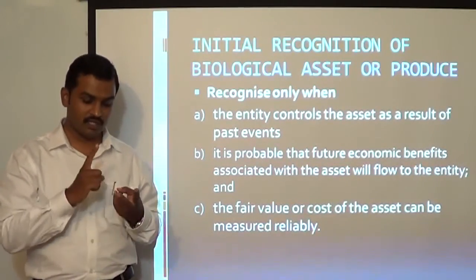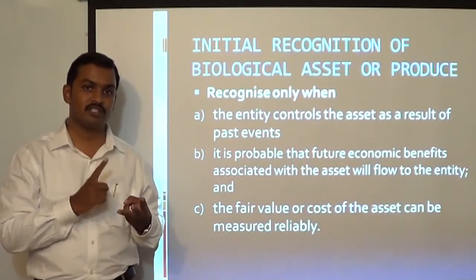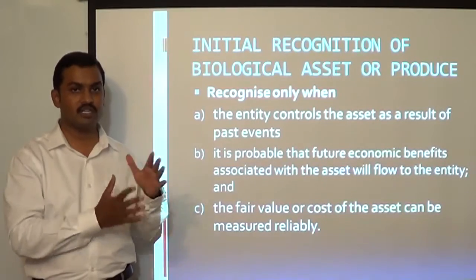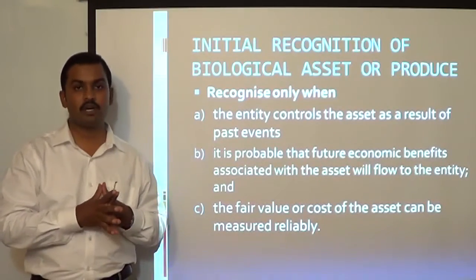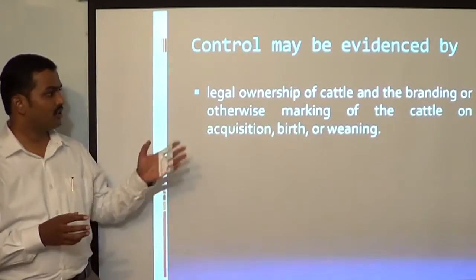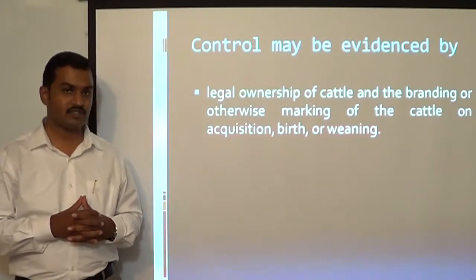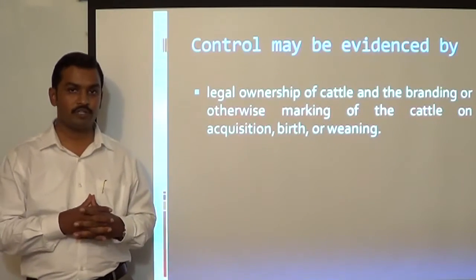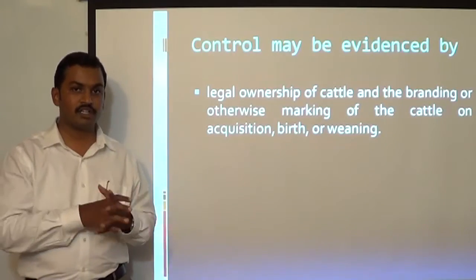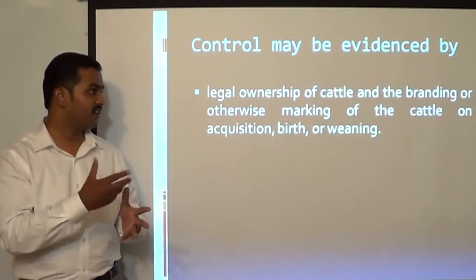So one is control, second is probable future economic benefits, and third is that either the fair value or cost should be measurable. When these 3 points are satisfied, you can recognize biological assets in your books of accounts. Now, control is normally by way of legal rights. Suppose you are having cattle, so you have to demonstrate that you have legal ownership of cattle. We put our marks on the cattle when they are born or when they are weaning, etc.